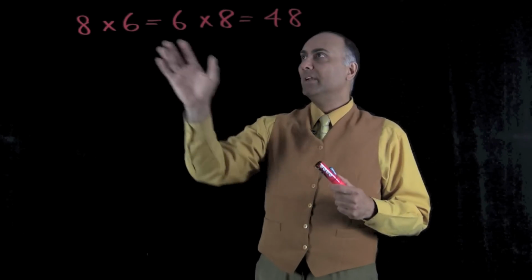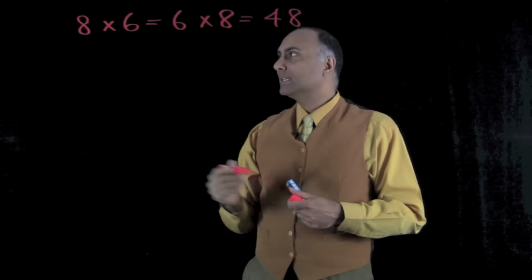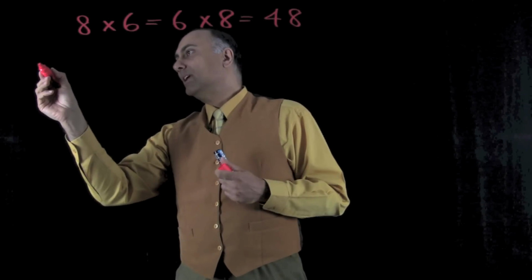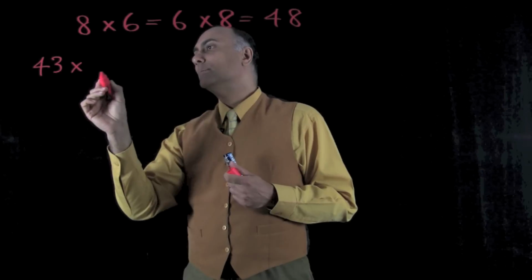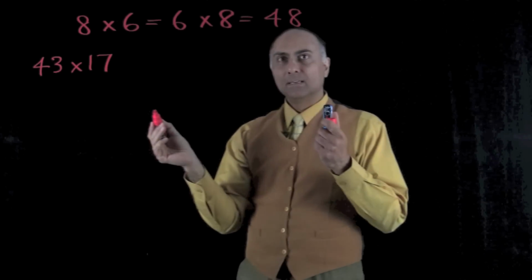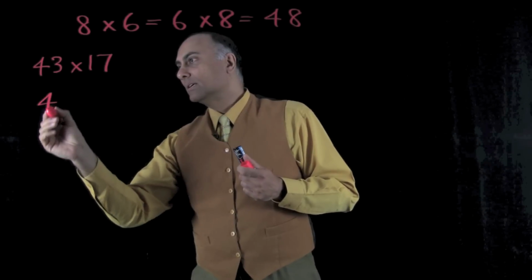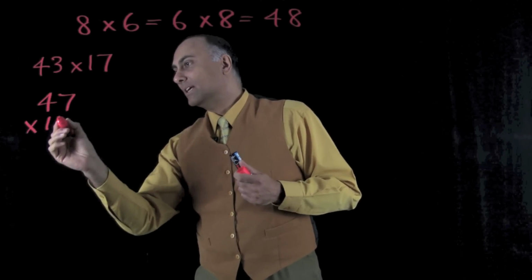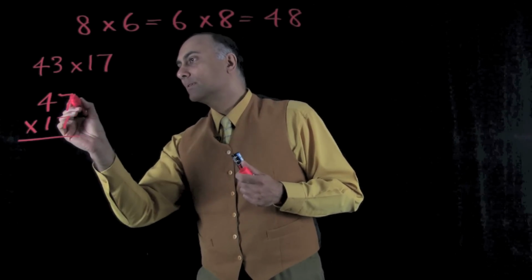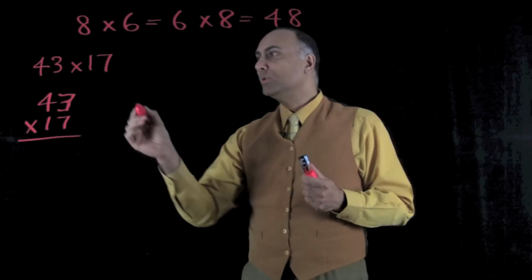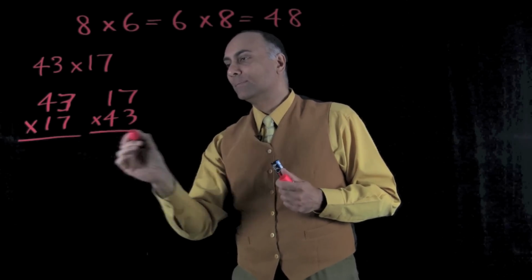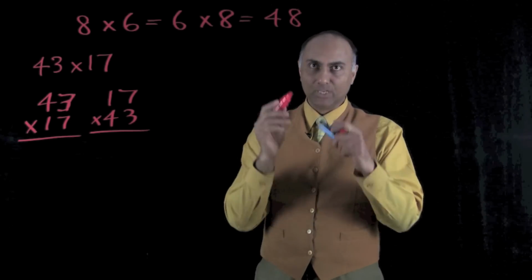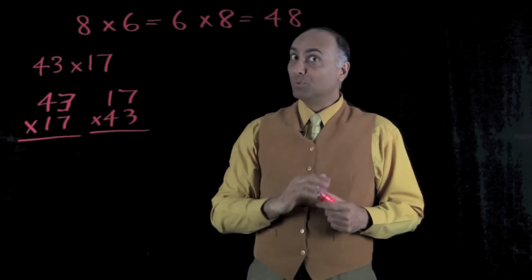The same is true if they were not single-digit numbers. It doesn't matter. So, for example, if you did 43 times 17, you can do it as 43 multiplied by 17, or you could do it as 17 multiplied by 43. And the answer will come out the same. You can try it for yourself if you want to prove it.